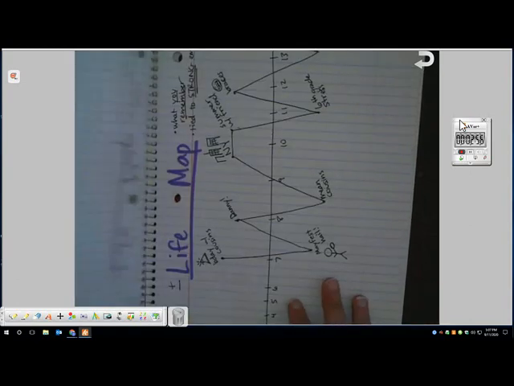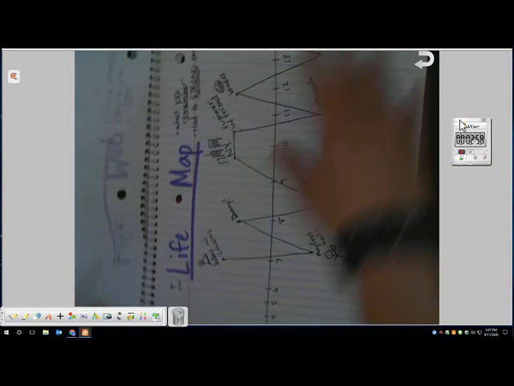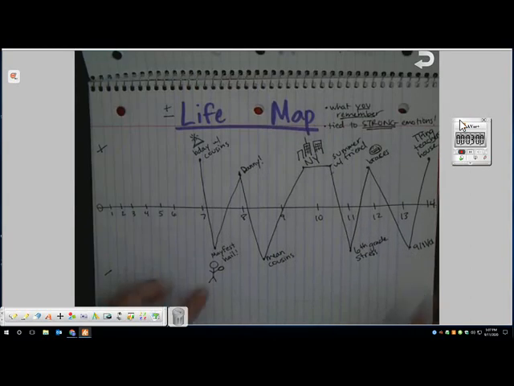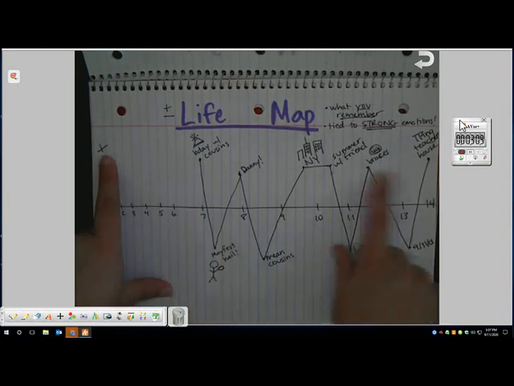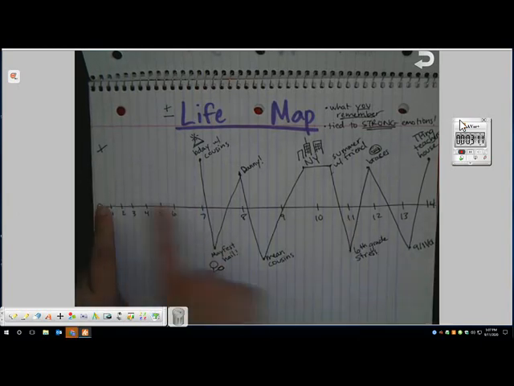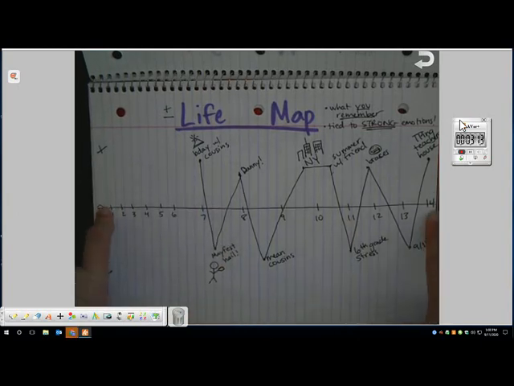The second gathering strategy we're going to go through is called a life map. The life map is going to take different memories that you have. You can either use just words or you can draw pictures, either one. And it's basically going to decide, is that memory a positive memory or is that a negative memory? Then you're going to plot it on a timeline of your life.